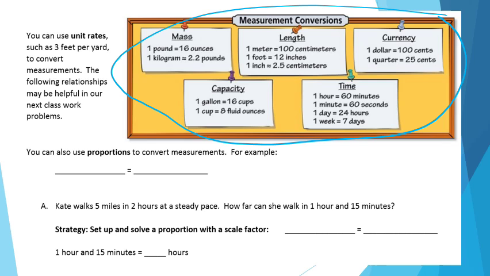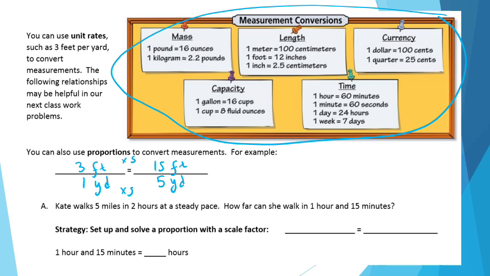You can also use proportions to convert measurements. So if we know unit rates such as 3 feet per 1 yard, that's a unit rate because it has a 1 on the bottom, we can convert measurements. So for example, I could find out how many feet are in 5 yards. I can scale this up by 5, and I would find that there's 15 feet in 5 yards.